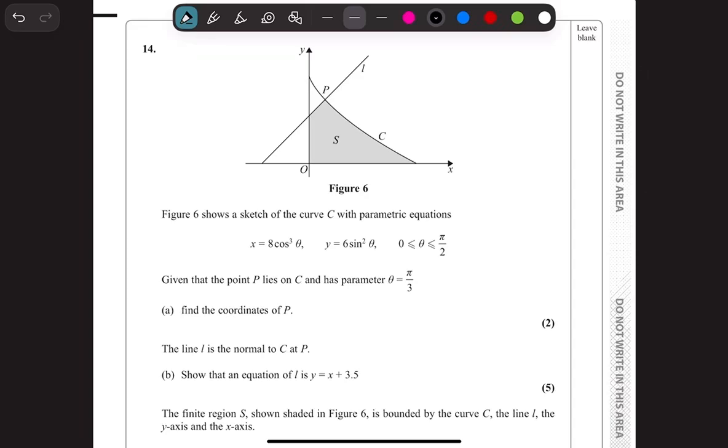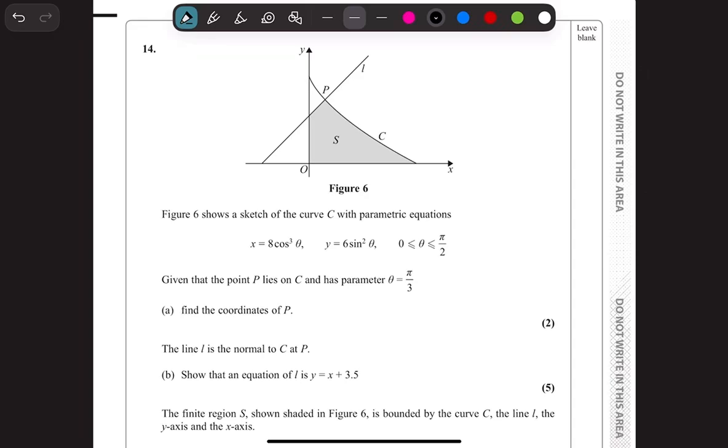Okay, so let's just read the question and understand what's going on. Figure 6 shows a sketch of the curve C with parametric equations x equals 8 cos cubed theta and y equals 6 sine squared theta. Let's not worry about the limits for now. Given that point P lies on C and has a parameter of theta equals pi over 3, find the coordinates of P. So it's only 2 marks.